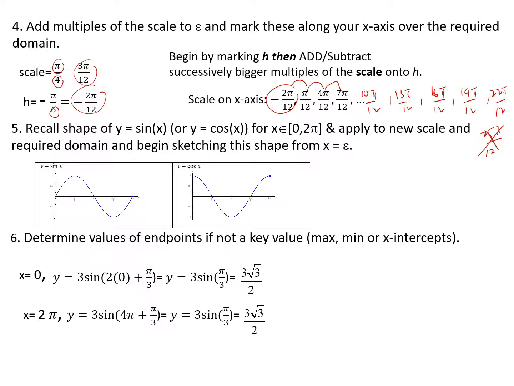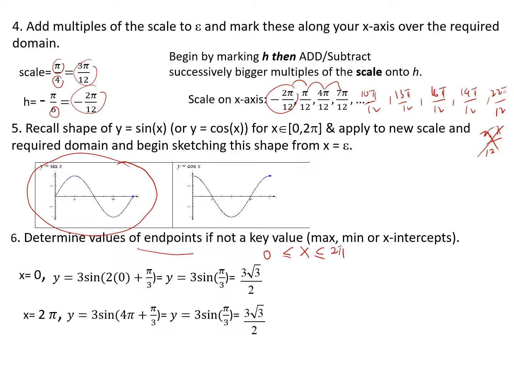And recall the basic shape of y equal to sin x or y equal to cos x, depending on what we're looking at. So in our case, this is what we're interested in. We're interested in the sin x curve, and that's our basic shape. And then the next step is we're going to find the endpoints. Our endpoints are 0 and 2 pi, because our domain is x greater than or equal to 0, less than or equal to 2 pi.